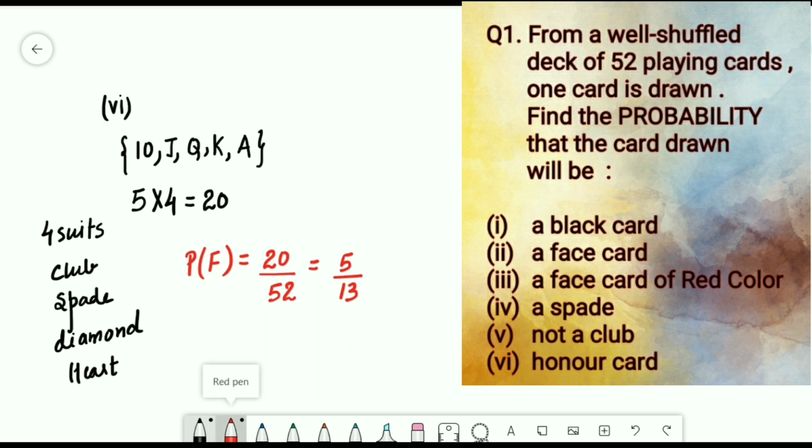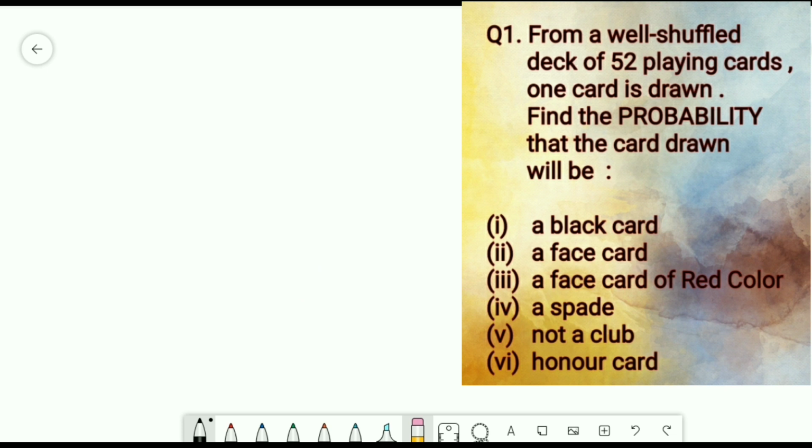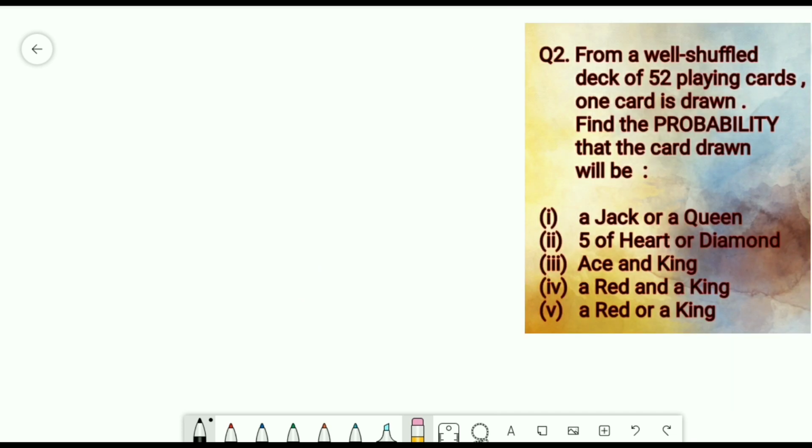Now we will move to our next question, that is question number 2. Question number 2 is, from a well shuffled deck of 52 playing cards, one card is drawn. Find the probability that the card drawn will be Jack or Queen.